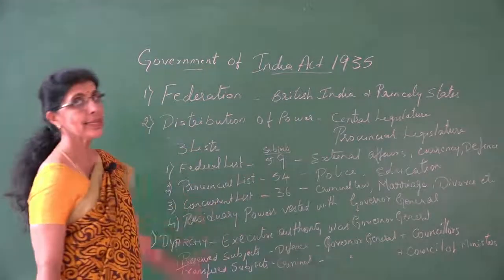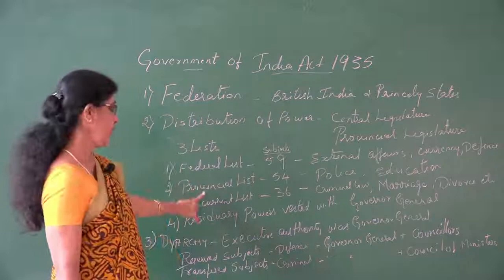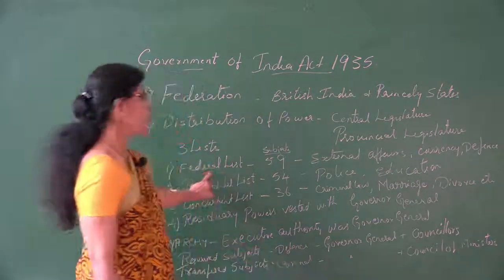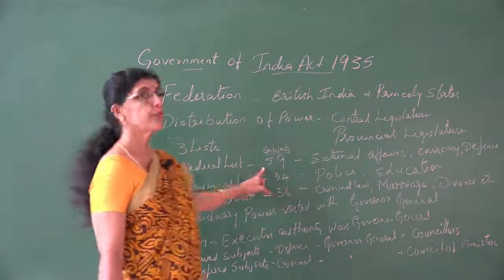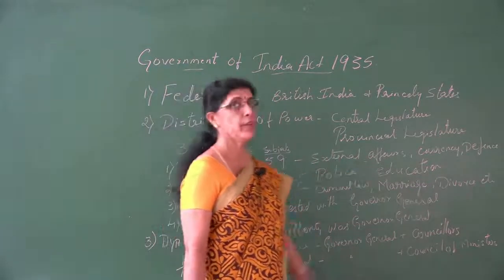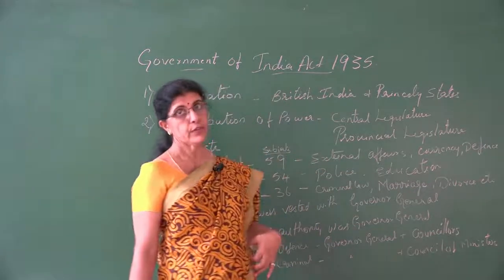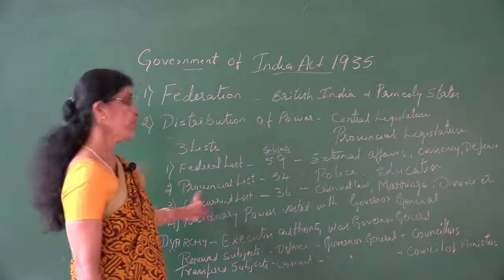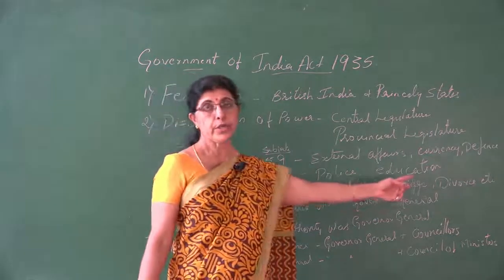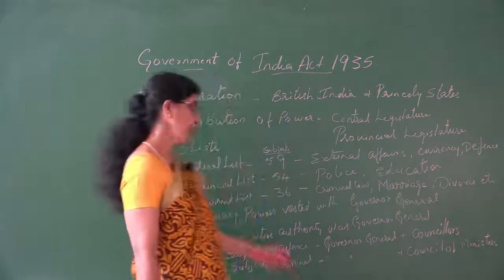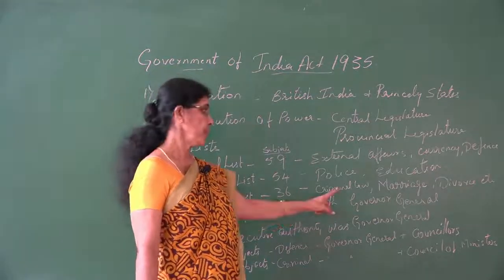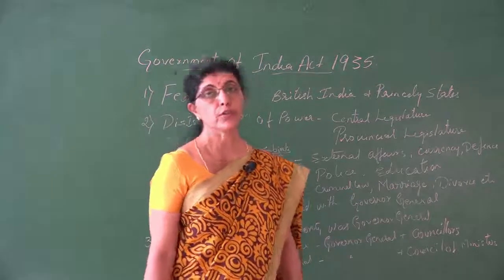Hence, three lists were made: the federal list, the provincial list, as well as the concurrent list. The federal list consists of 59 subjects. A few of them are external affairs, currency, defense, shipping, etc. The provincial list consists of 54 items, such as police, education, state transportation, etc. The concurrent list has 36 subjects: criminal law, marriage, divorce, etc.